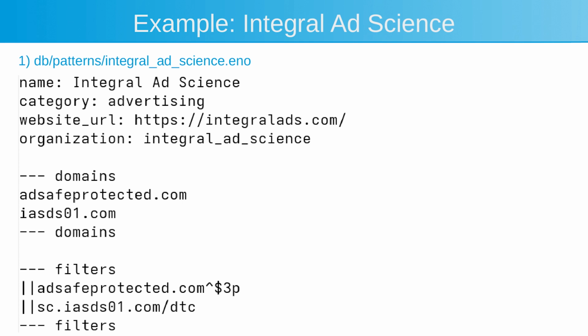So there are the domains. Here this AdSafe Protected and ASDS. And there are also filters. So the domains and the filters here, for someone who is familiar, these are these ad blocker filters. So we are reusing here the same structure. Here it's a bit redundant because the domains would be already enough to classify the requests. But in principle, you can use the filters to be a bit more precise if needed.